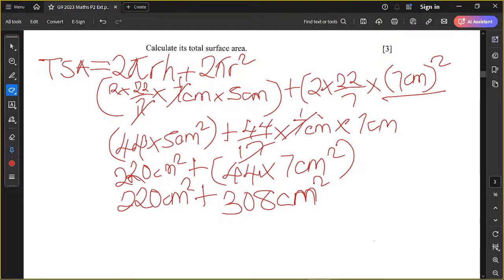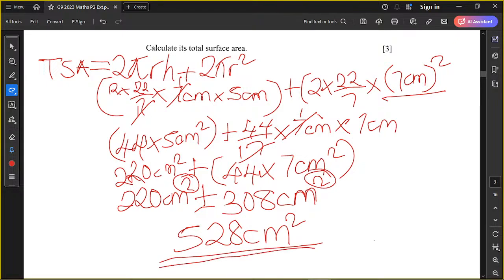Then we combine, we add 220 centimeter squared plus 308 centimeter squared, which will give us 528 centimeter squared. Because we are adding, there is no need to add the exponents; you just maintain the same exponent, which is 2. So this is the answer, 528 centimeter squared.